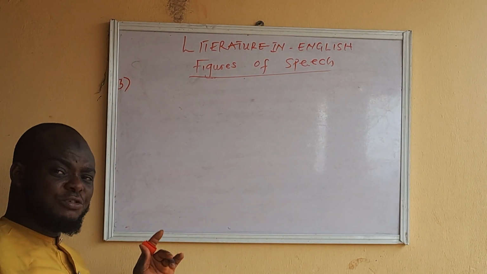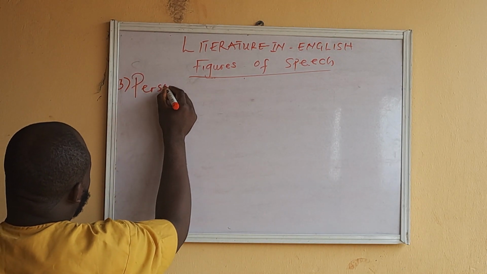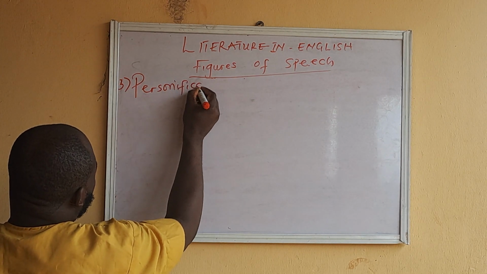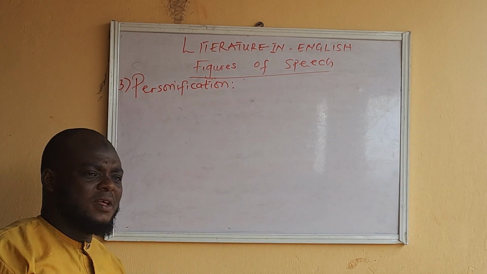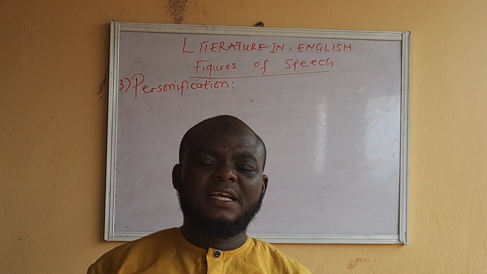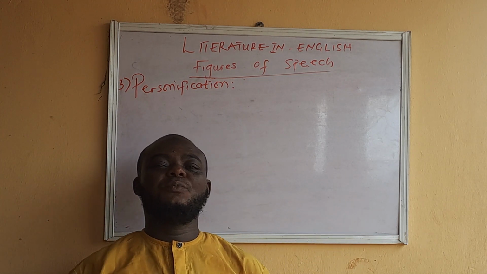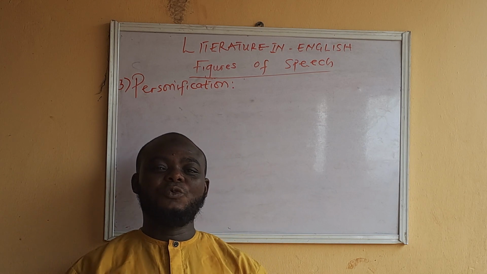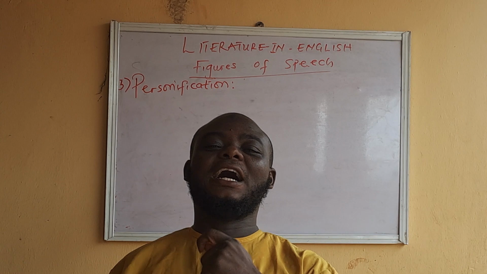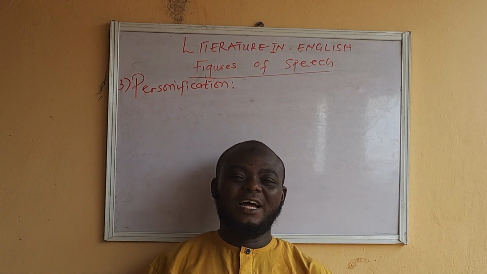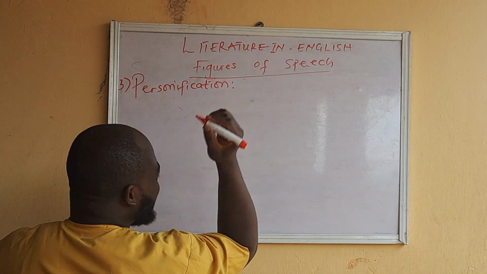The 5th one we are taking today is personification. Personification has to do with when you are giving human attributes, what human beings do, what we do as human beings. We are giving the characteristics, the attributes of human being to an inanimate being. Now, let's write the definition, the meaning of personification here.